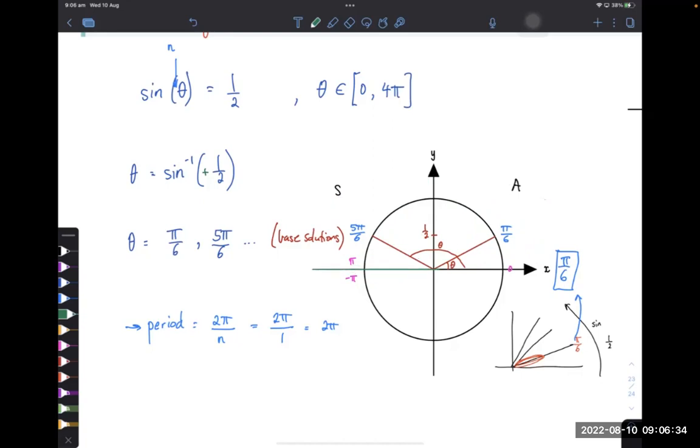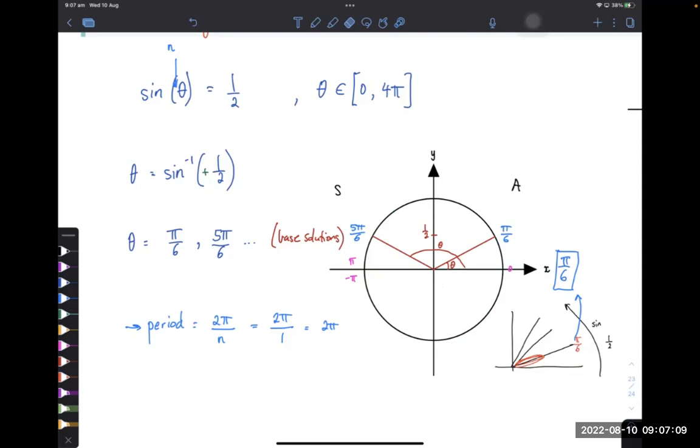How many times do we have to rotate to get to 4 pi? 2 whole revolutions, right? So here's 0 pi, 2 pi, one more, that's 4 pi, right? So how many solutions should we have? 4 solutions, right? 1, 2, 3, 4, stop. Does that make sense in terms of our domain?